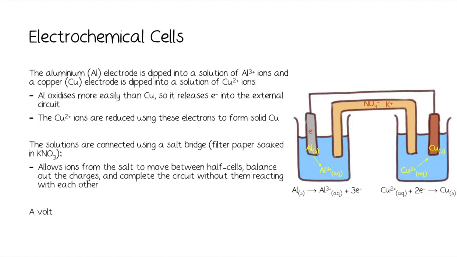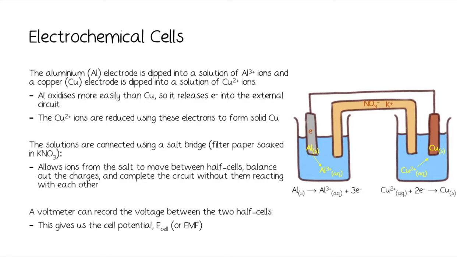And we can use a voltmeter to record the voltage or potential difference between the two cells. This gives us the cell potential or EMF. And here's an animation showing the movement of electrons and the involvement of the salt bridge as well. So you've got your electrons moving through the circuit, and you've got your salt bridge balancing out the charges.